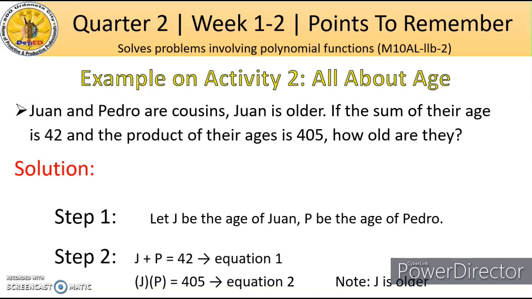Step 2. Since it is stated that the sum of their ages is 42, we may use J plus P is equal to 42 for our equation 1. And the product of their ages is 405, so we have equation 2, J multiplied by P is equal to 405. And note that J or Juan is older.